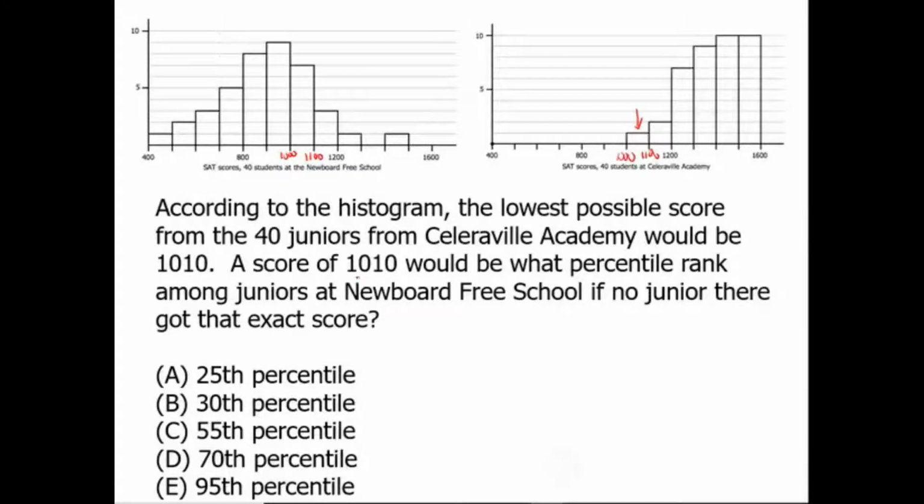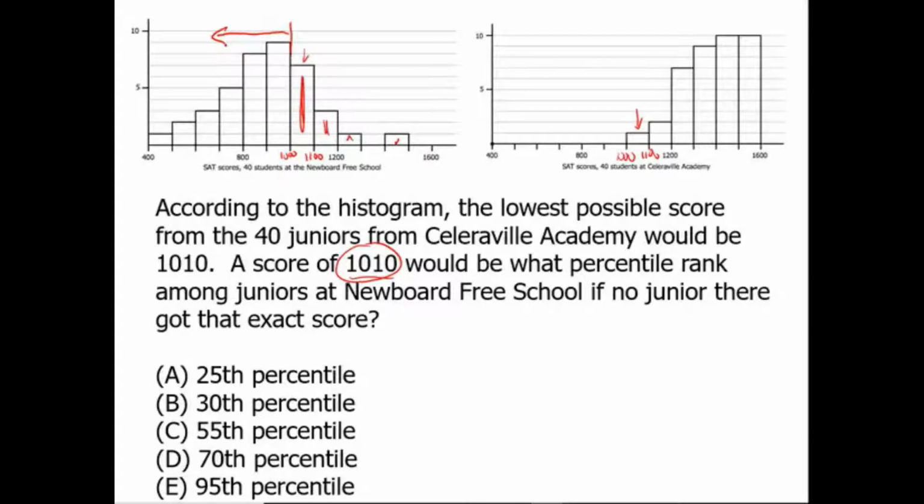And if no one got exactly that score, all the juniors in that column would have gotten scores such as 1020, 1030, 1040, up to 1,100. In other words, they would all be larger than 1010. So everything in this column, as well as these columns, all of those would be larger than 1010. And everything below that line would be smaller.